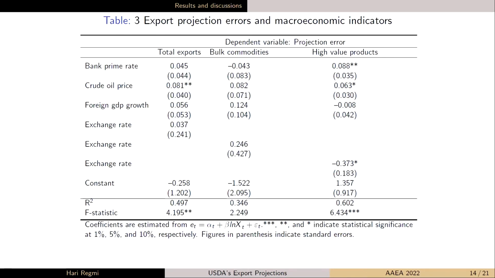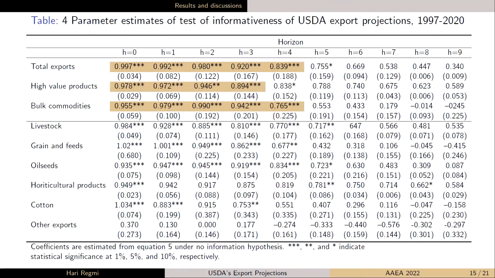Then finally, I estimate the test of informativeness. That means information value of the projections. So as opposed to the bias, you can see here that on the left panel of the table, there are more stars. That means our null hypothesis is the projection does not have information value. If you reject the null, that means the projection has informational value, but we didn't see any stars on the right hand side. That means USDA projections have informational value for shorter projection horizons relative to the longer projection horizons.